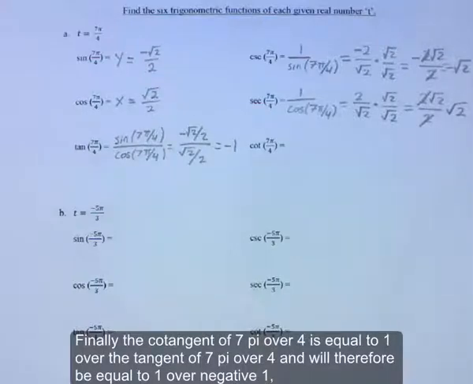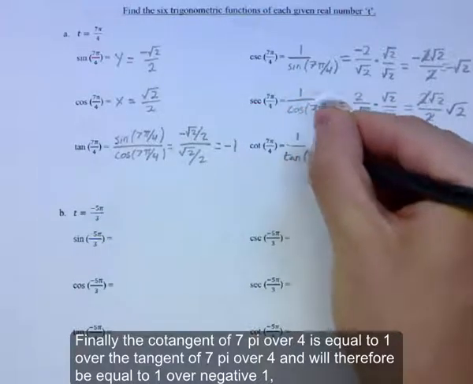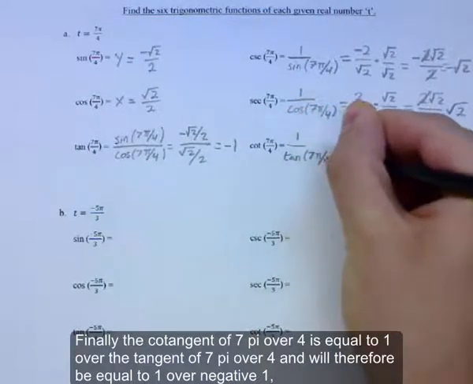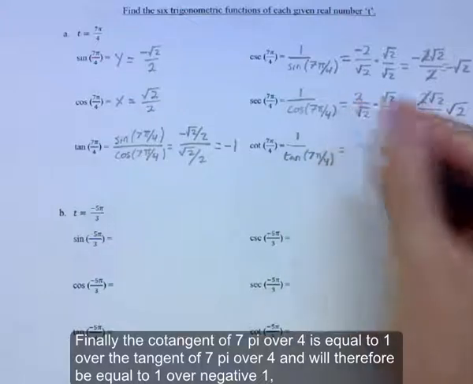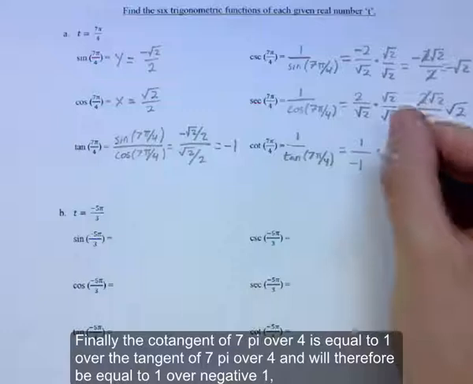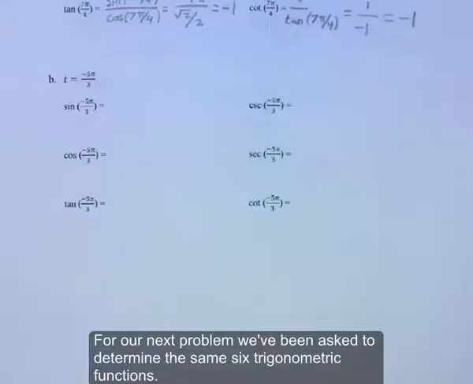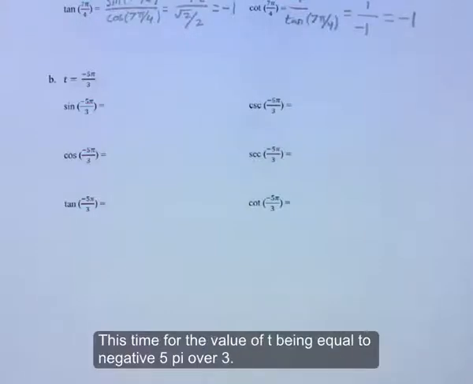Finally, the cotangent of 7 pi over 4 is equal to 1 over the tangent of 7 pi over 4, and it will therefore be equal to 1 over negative 1, or simply negative 1. For our next problem, we've been asked to determine the same 6 trigonometric functions, this time for the value of t being equal to negative 5 pi over 3.